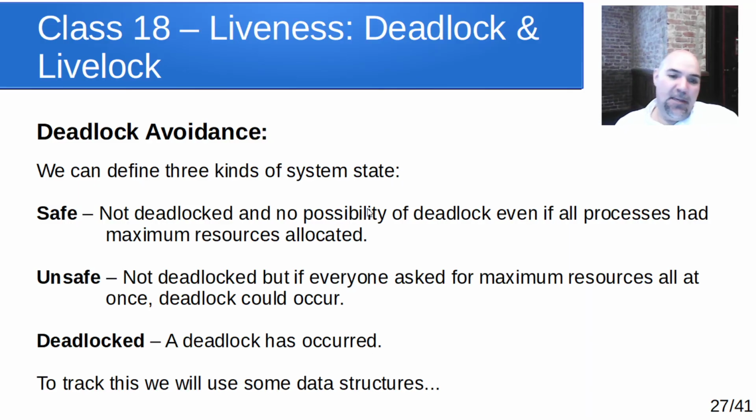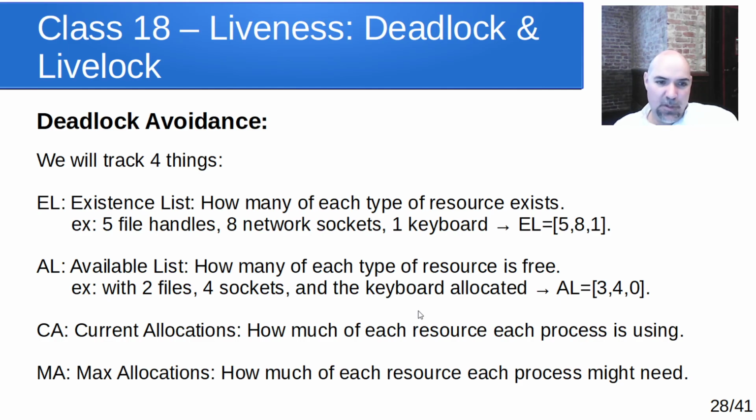And then we have unsafe, which is not deadlocked, but if everyone asks for maximum resources all at once, deadlock could occur. And then deadlocked is the final state, and that's where a deadlock has occurred, just like we saw with deadlock detection. So to track this, we're going to use some data structures. Here's what we're going to track.